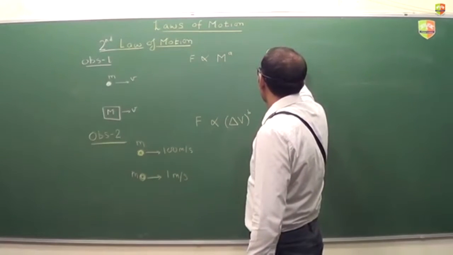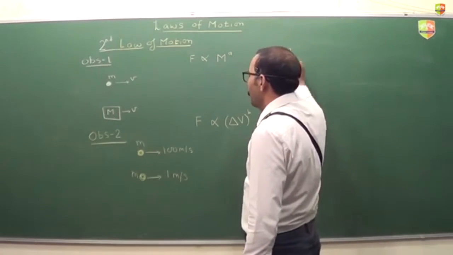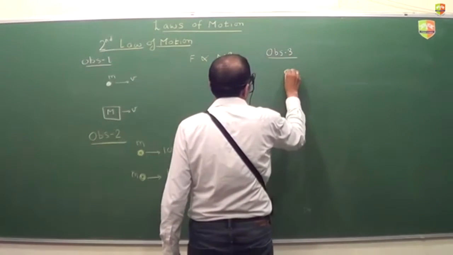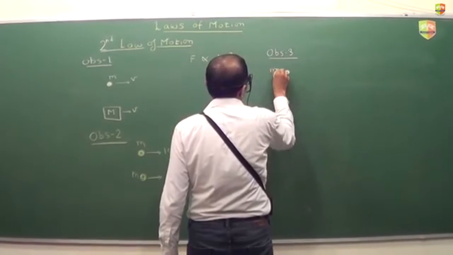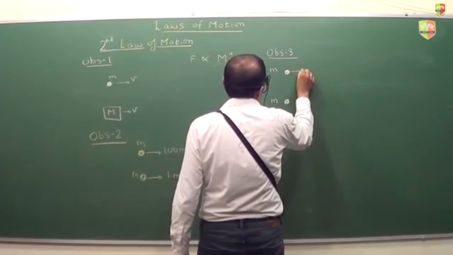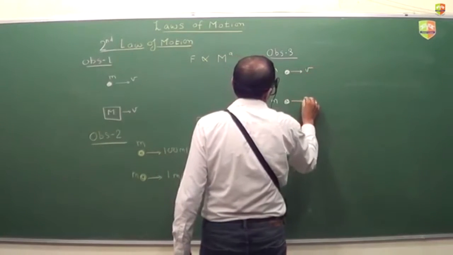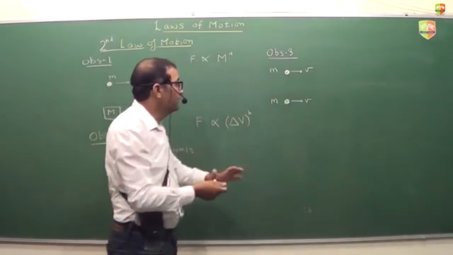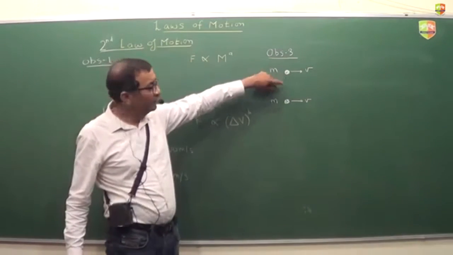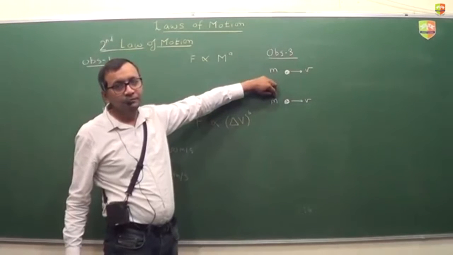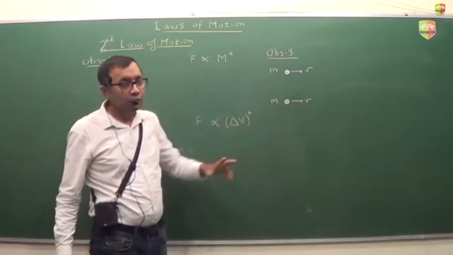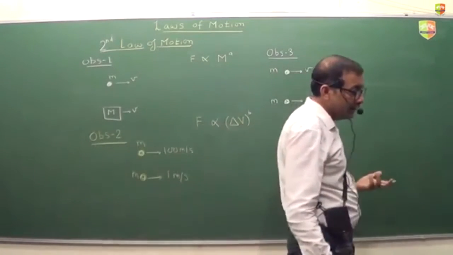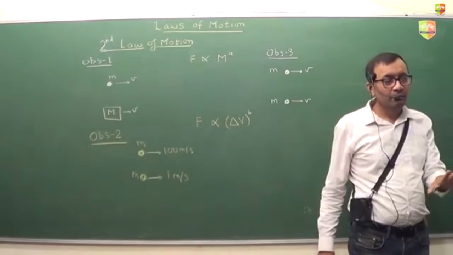Observation 3. Two equal velocities. This one you are stopping quickly. This one you are taking time to stop. Where you take more time, we have to make more effort here. So the lesser time you take to change the velocity, the more is the effort.